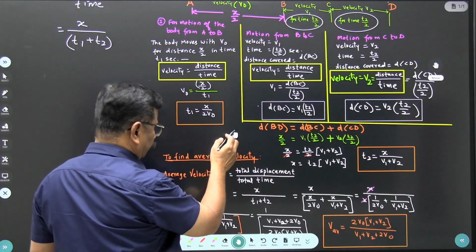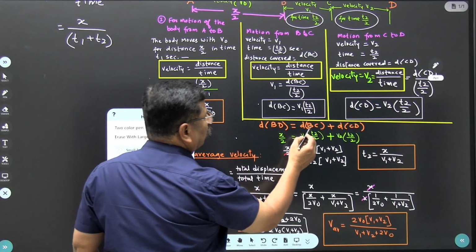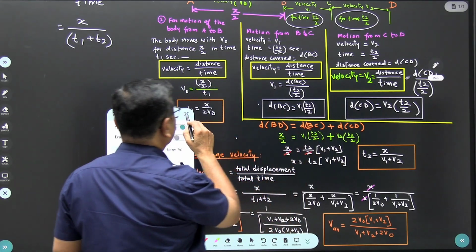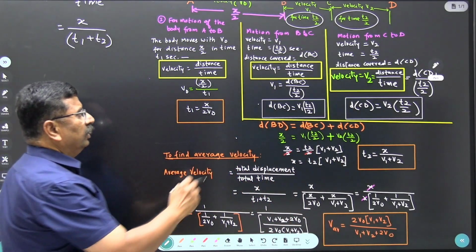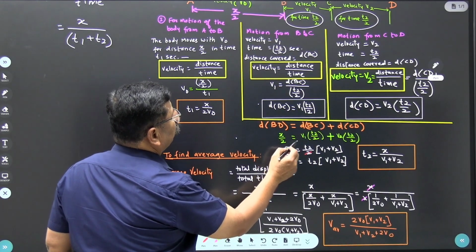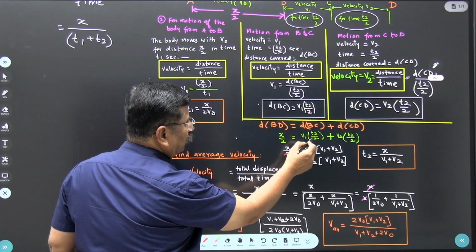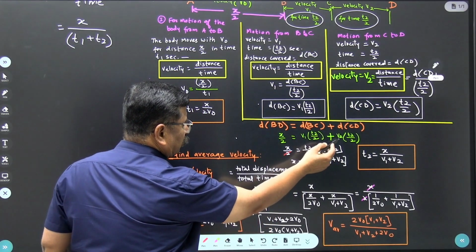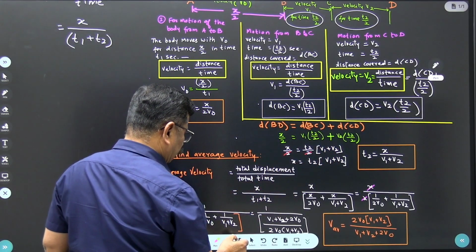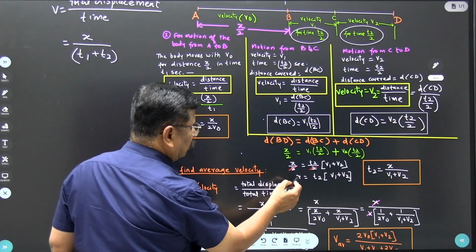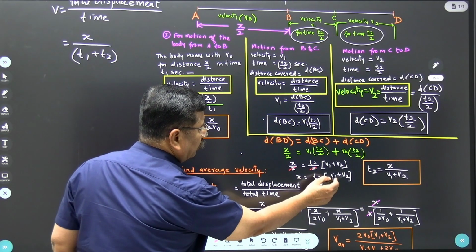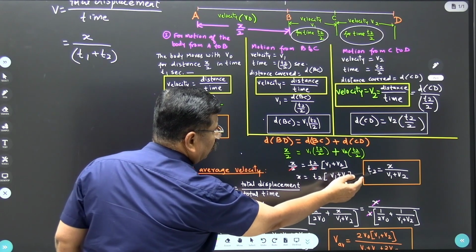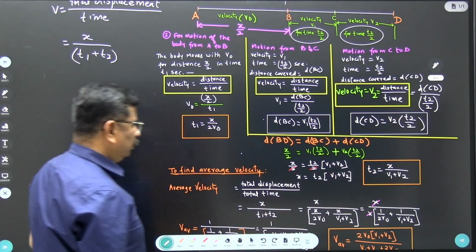Therefore total distance BD is equal to distance BC plus distance CD. Distance BD, x by 2, is equal to v1 into t2 by 2 plus v2 into t2 by 2. Now this t2 by 2 will come as a common factor, and this 2 will get cancelled. So x is equal to t2 into v1 plus v2. Therefore t2 will be x upon v1 plus v2.